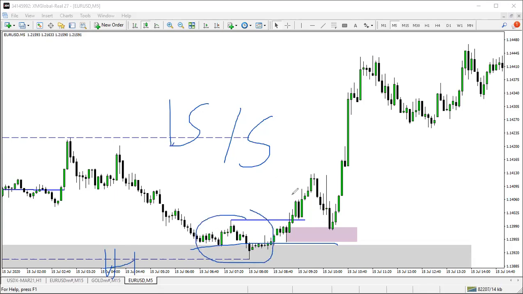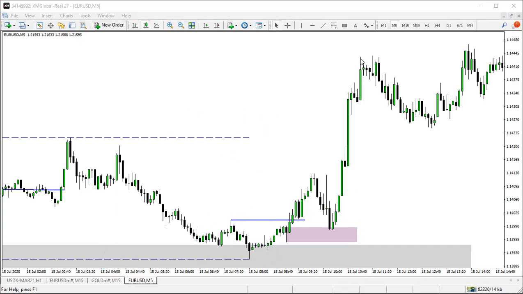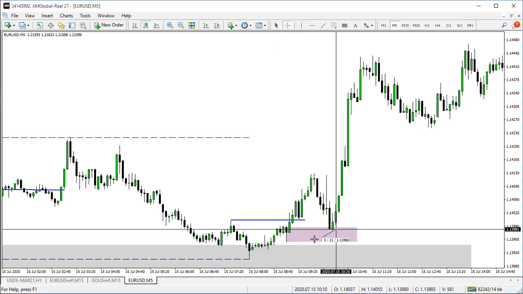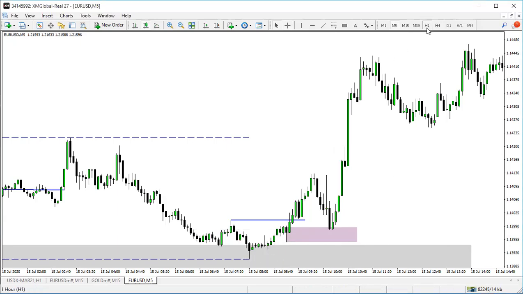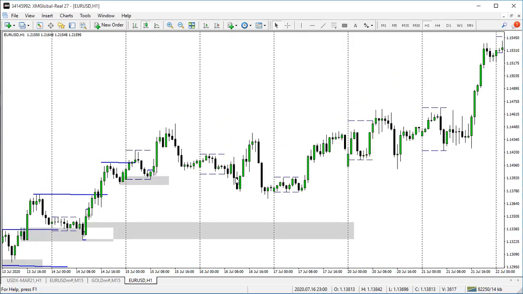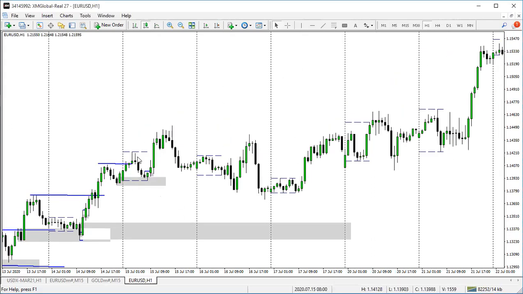So we buy on the 15-minute or 5-minute return to the order block. This is the way we buy. Buy here. So you buy here. Stop loss 5 pips or 9 pips. It's up to you.